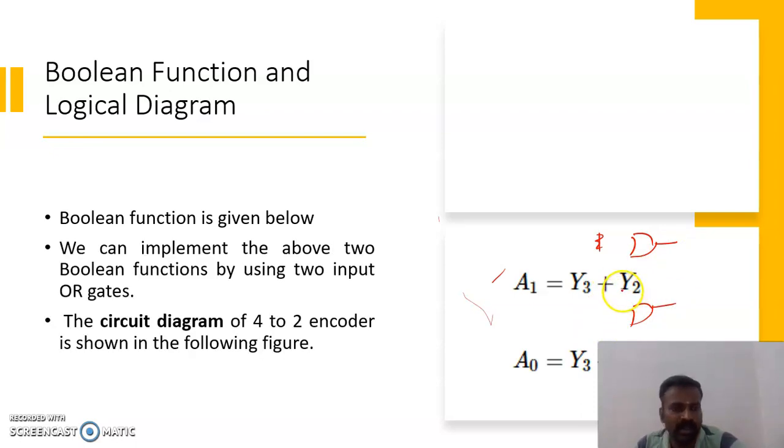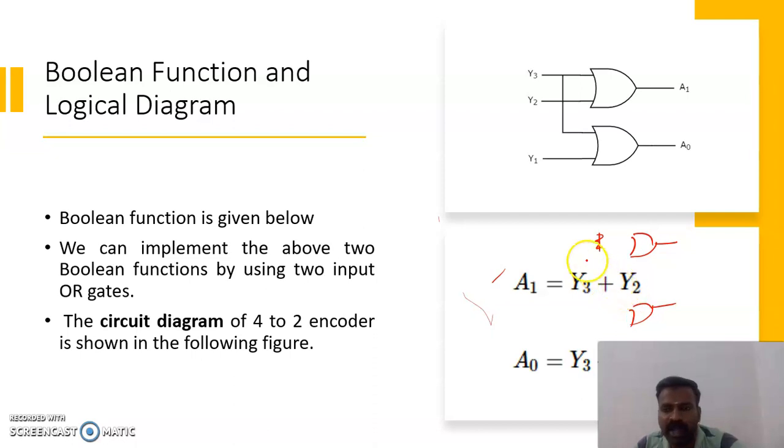Okay. So have a look at the circuit diagram. Two OR gates are taken. So A1 expression is y3, y2, so y3, y2 is given to the A1. Similarly for A0, y3 and y1. So y3, the line is coming from this point to here as well as y1. Okay, so this is the design of 4x2 encoder.